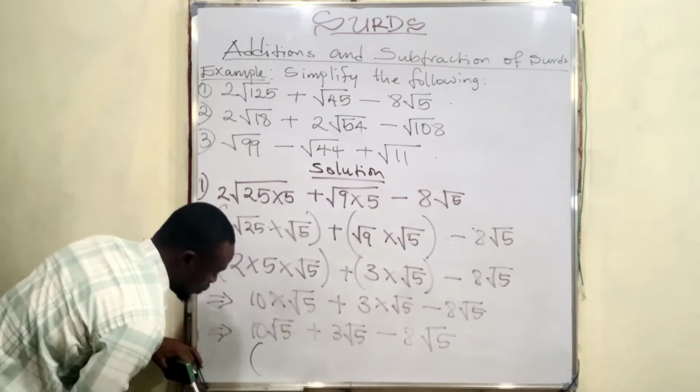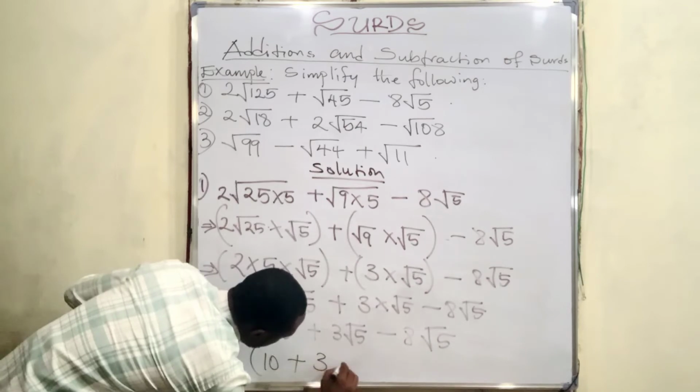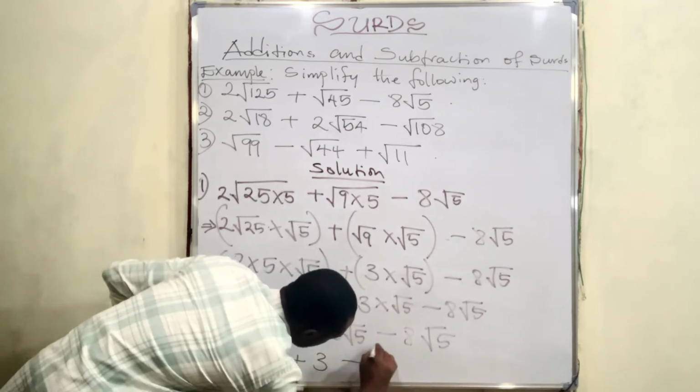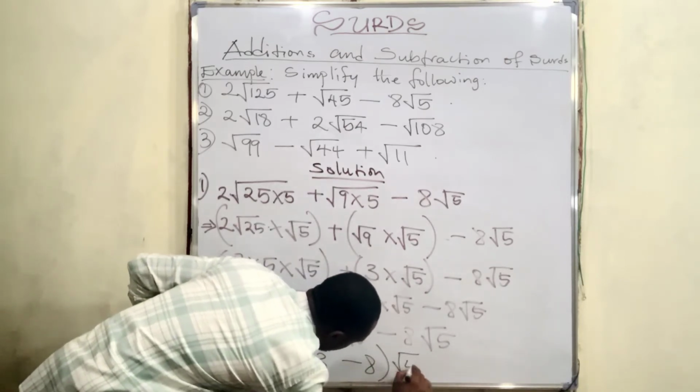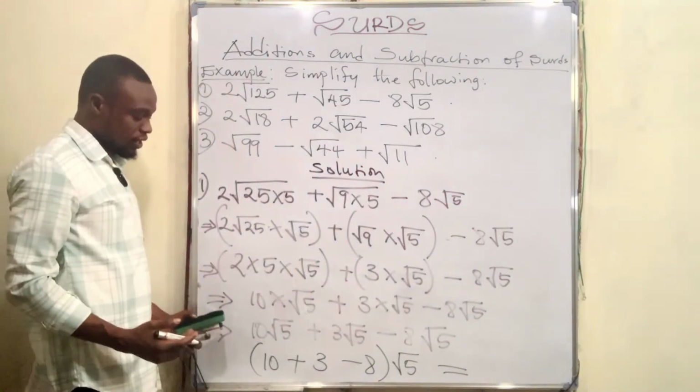So we can put a bracket here and write this 10 here, this plus here, and the 3 here, the minus here, and the 8 here. Close the bracket and put our root 5 outside. So that is what? That is a factorization that I'm talking about.